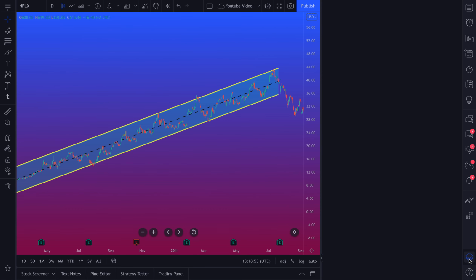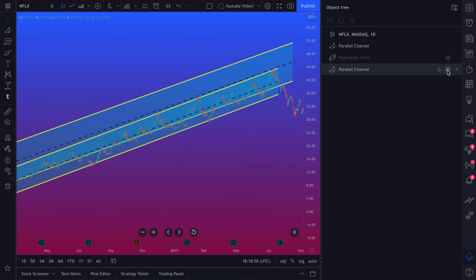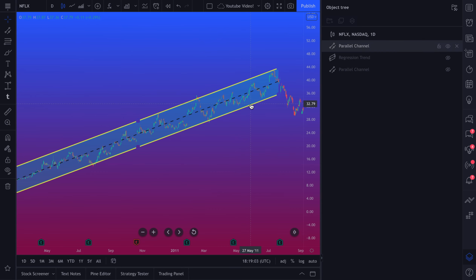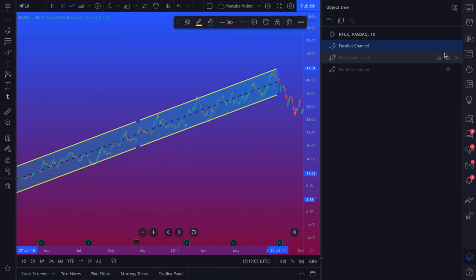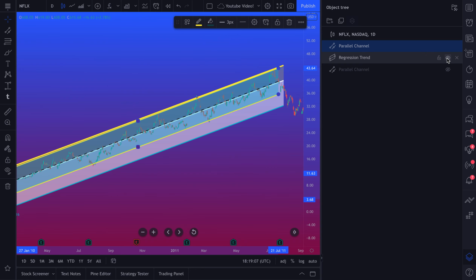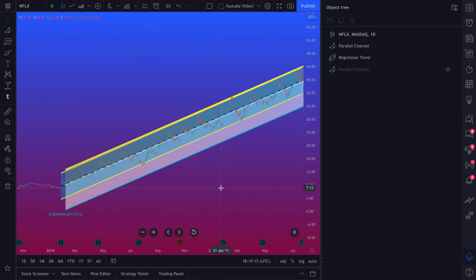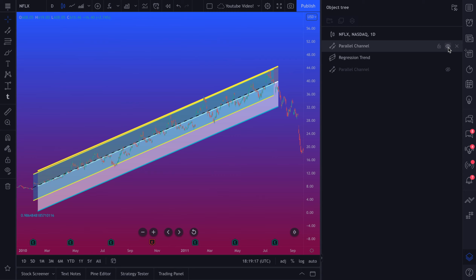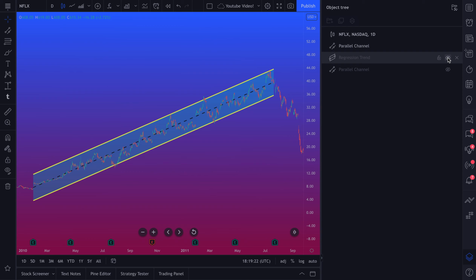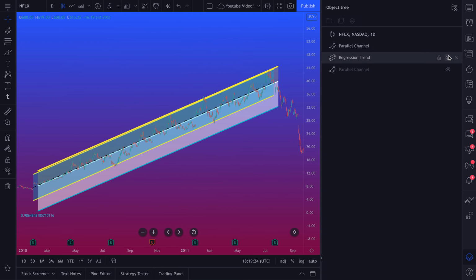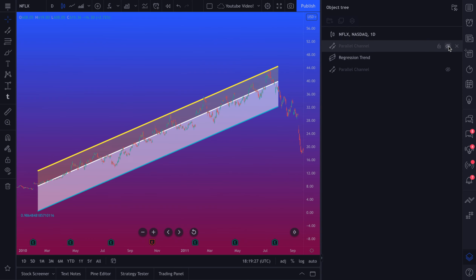Let's open up our object tree really quick because we hid this parallel channel. So let's unhide this. Oh no, okay. This is actually the parallel channel that we drew, and now watch us show the regression trend. And there's the regression trend laid over it, and you're getting these two sets of information. You can go to your chart and now compare and contrast the two. Hide, unhide, hide, unhide, hide. You get the idea. You're now comparing a regression trend to your parallel channel.